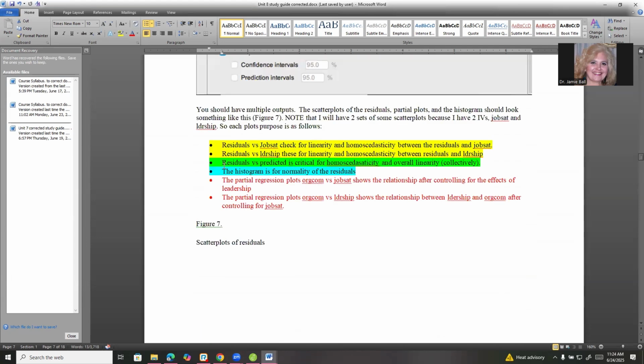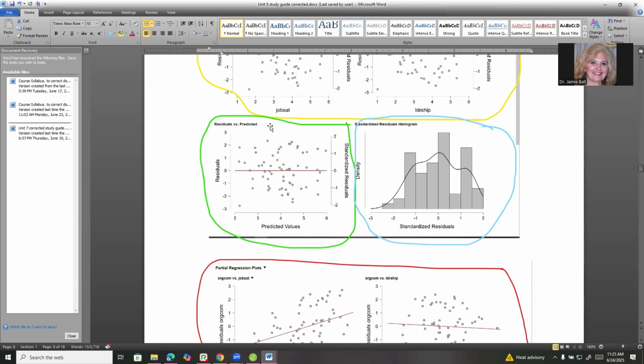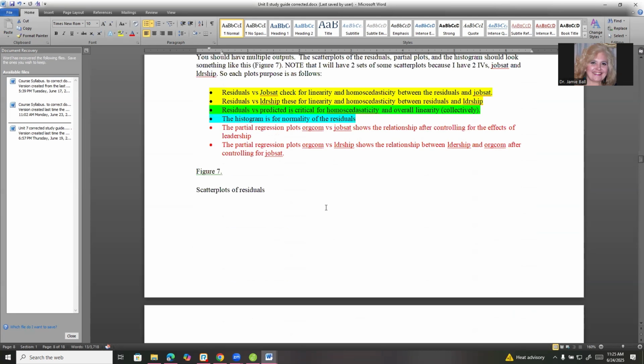To check the residuals collectively, this is the big one for homoscedasticity. This is the one we always use. It's residuals versus predicted. I circled it in green, but you can see it. Residuals versus predicted. This is our histogram for normality. And then our partial regression plots, where we're checking organizational commitment versus job satisfaction and organizational commitment versus leadership.